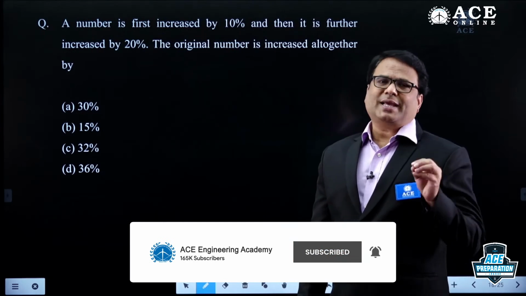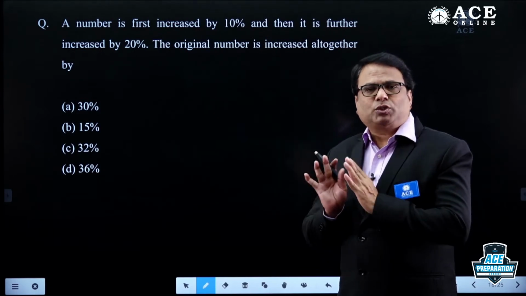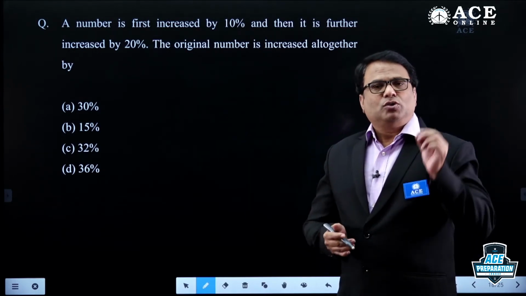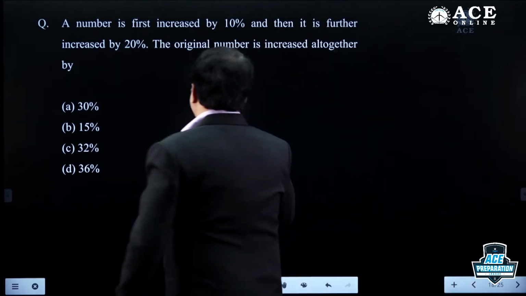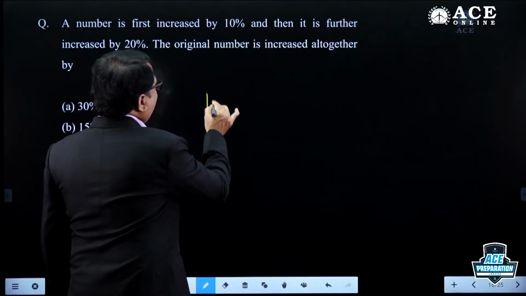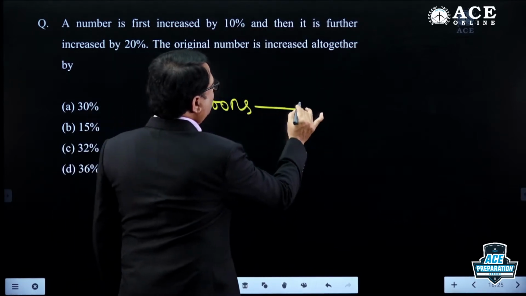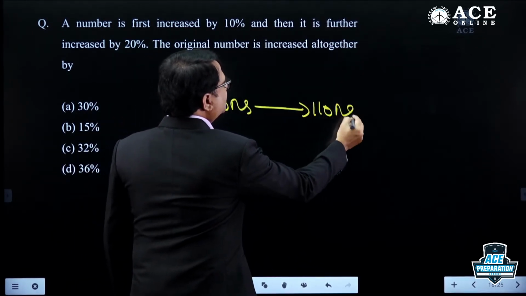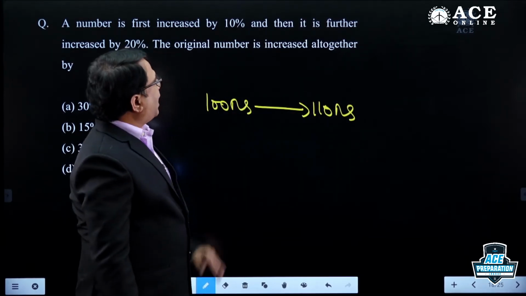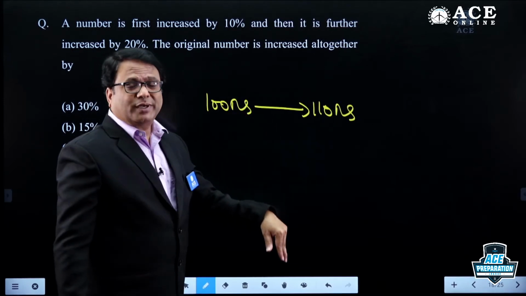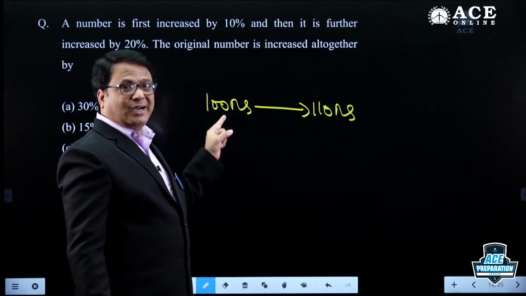Now, once again, I make assumptions here because everything is given in percentage. The actual figures are not given. So we have to solve this problem by making assumptions. So let us assume the original income as 100 rupees. So first it is increased by 10%. So 100 is made 110 rupees. And then it is further increased by 20%. That means the second increase of 20% is not on 100, it is on 110.